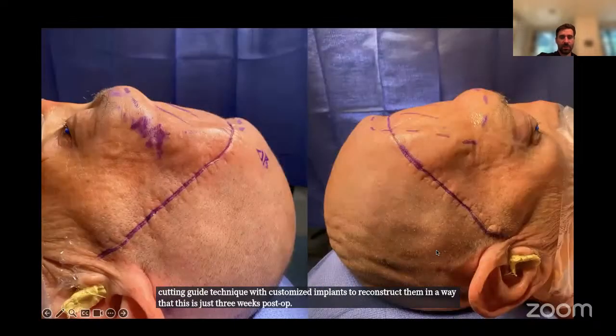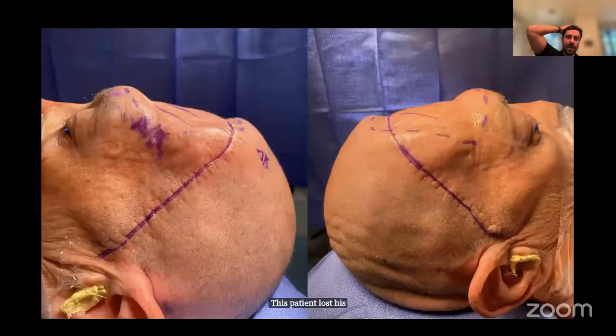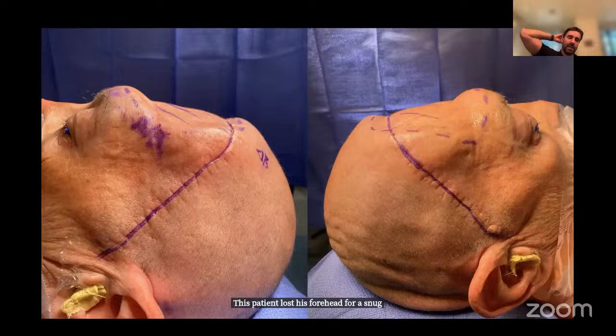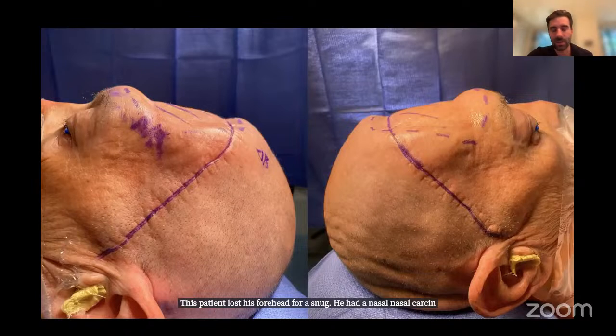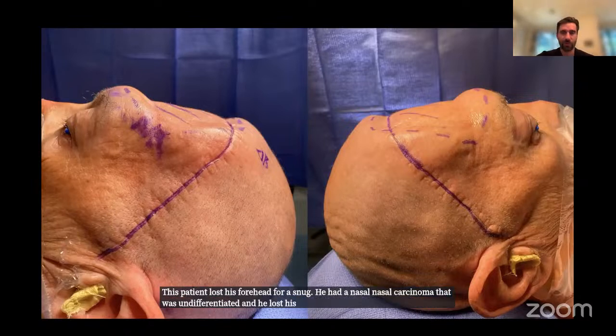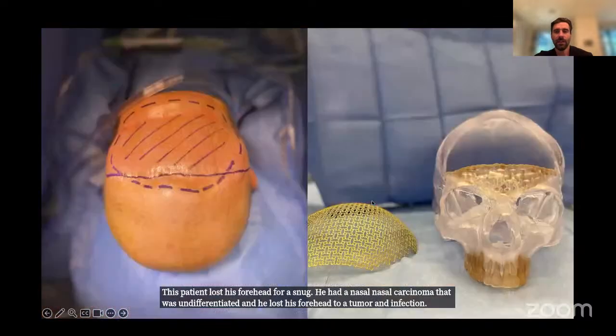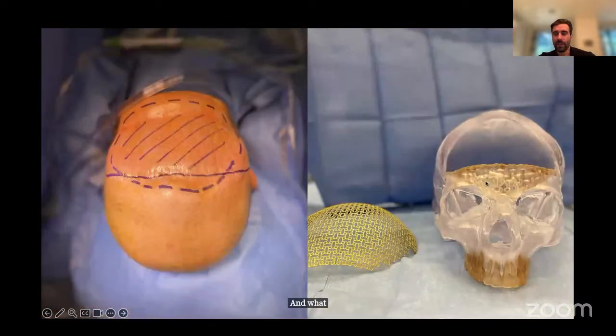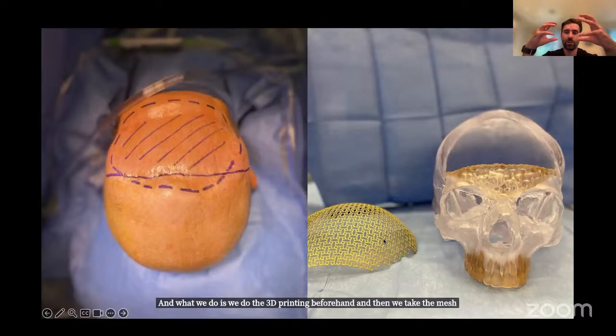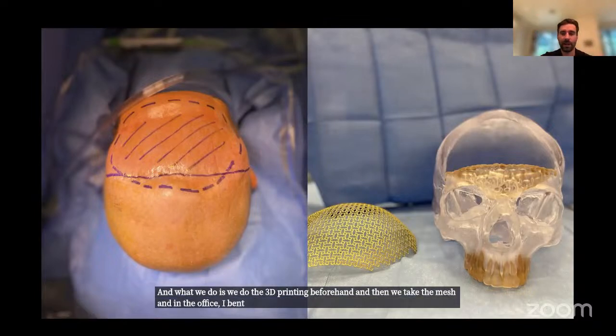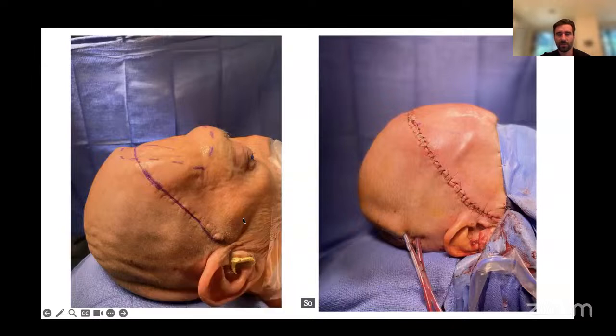This patient lost his forehead to SNUC. He had sinonasal undifferentiated carcinoma, and he lost his forehead to tumor and infection. What we do is we do the 3D printing beforehand, and then we take the mesh, and in the office, I bend it, I shape it, I cut it. So then when it comes to surgery, I have it as an off-the-shelf implant to completely reconstruct him.